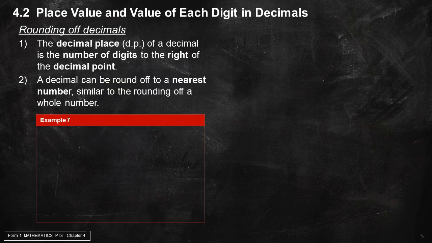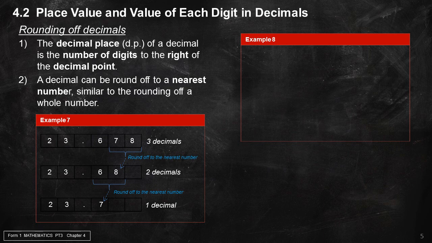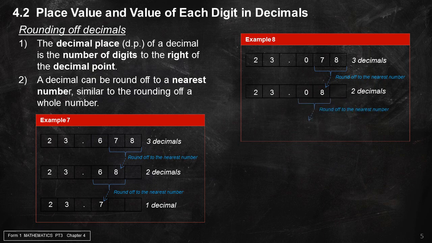Example 7. 23.678. Round off to the nearest number. 23.68. Round off to the nearest number. 23.7. Example 8. 23.078. Round off to the nearest number. 23.08. Round off to the nearest number. 23.1.